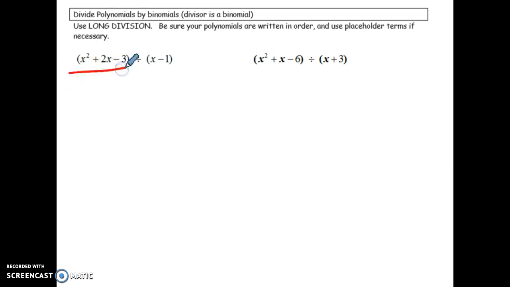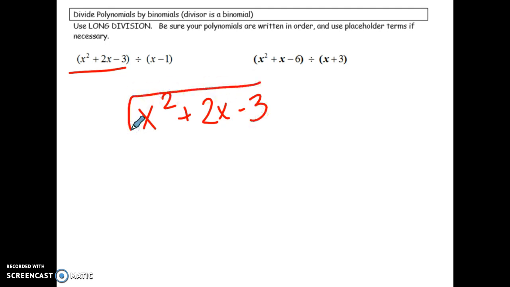So we're going to start with this. So this goes on the inside. So x squared plus 2x minus 3. That is my dividend because it's in, and then the divisor goes first. Okay, so what I'm looking at here is my x minus 1, and how many times does that go here? Well, what can I multiply by this to give me that? So I can multiply by x, so x times x, that gives me x squared.